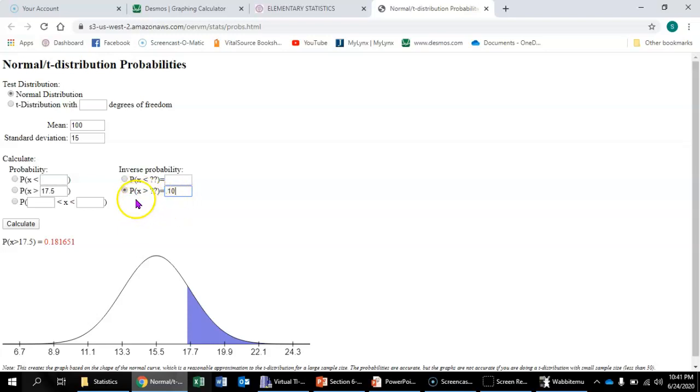We want the probability that x is greater than whatever that score is to be 10%, or the percentage to be 10% above that cutoff score. So with that selected, I'm just going to hit calculate. It shows us the graph, and it gives us the answer here in red. The answer is 119.2.